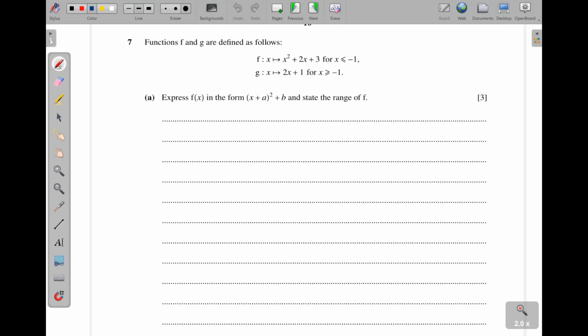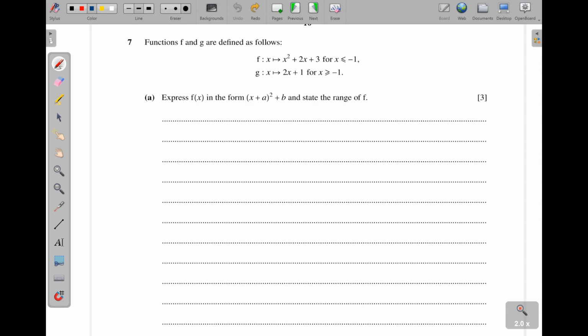Question 7 is coming from functions. Functions f and g are defined as follows. F of x is here, which is valid for x less than or equal to -1. And then g is a straight line, which is defined for x greater than or equal to -1. Part A, express f of x in this format, and then state the range.